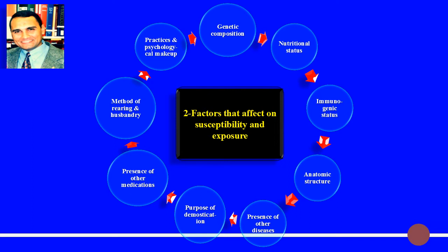Methods of rearing and husbandry: the open method can cause certain diseases other than the closed system. Closed system may lead to occurrence of tuberculosis, while open system may lead to jaundice disease. Practices and psychological makeup: certain people, such as scientists or those in biology, are exposed more to infection by different pathogens.